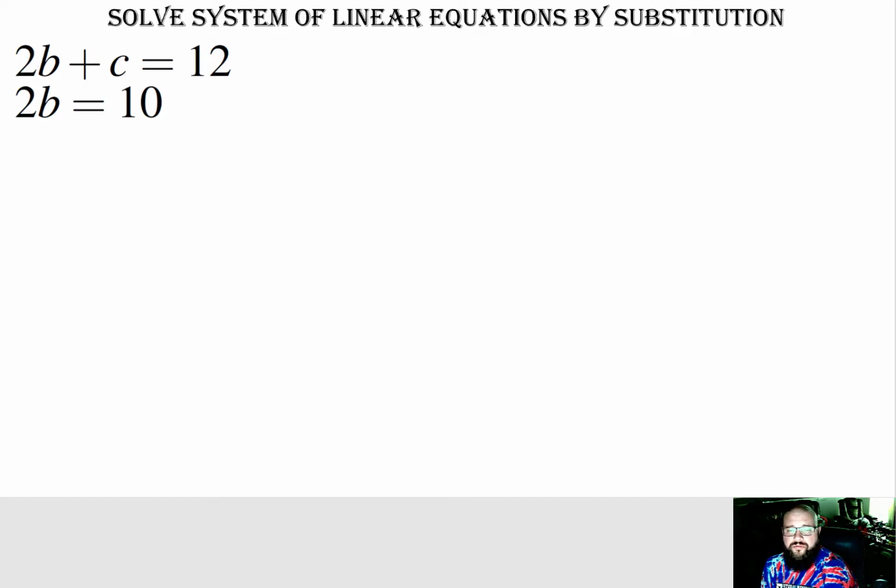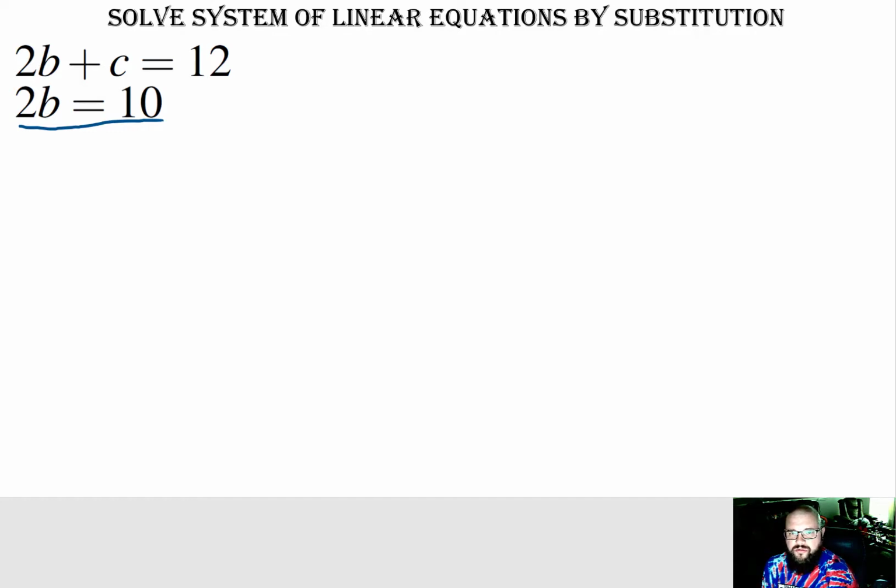With our first problem, we have 2b plus c equals 12 and 2b equals 10. The first thing we need to do is solve for one of the variables, and then substitute it into the other equation to solve for the second unknown variable. So let's start with this equation right here and solve for b.